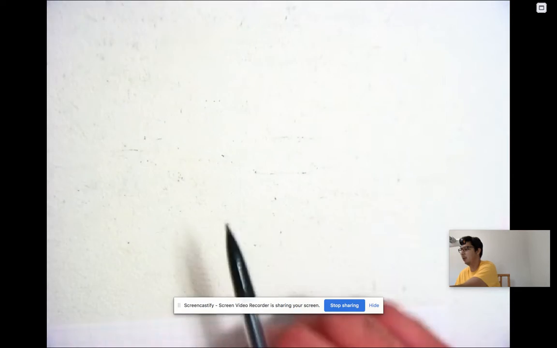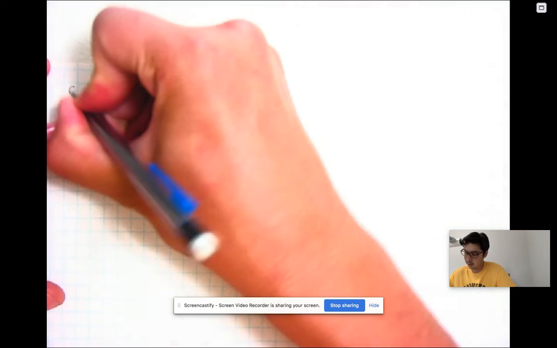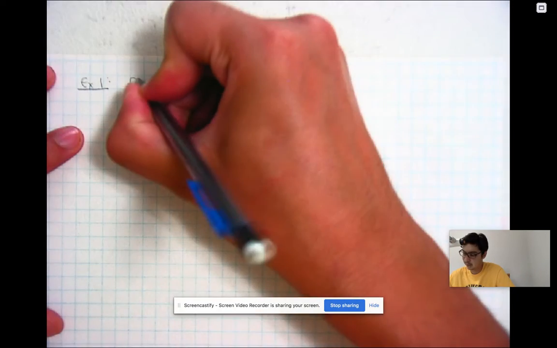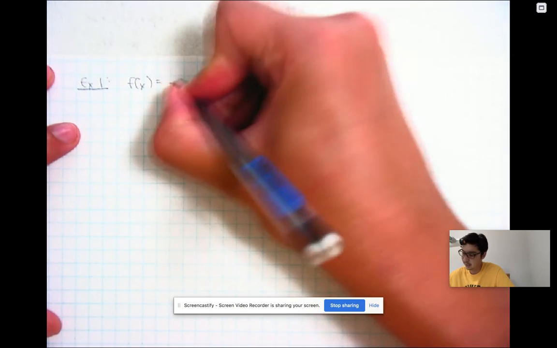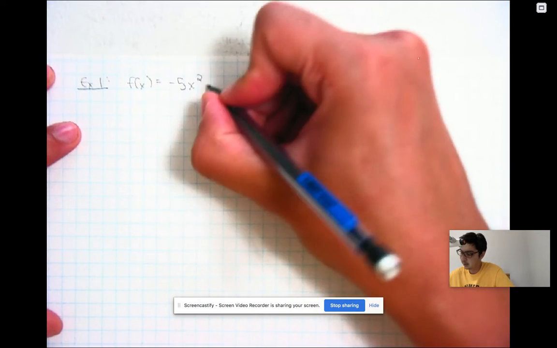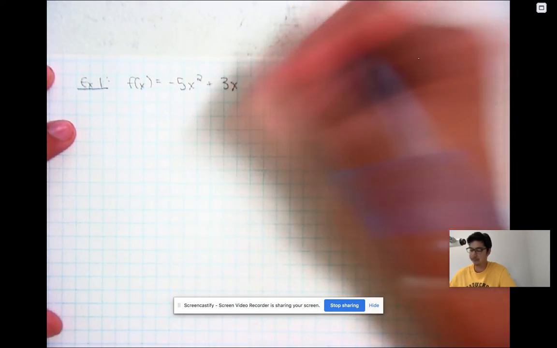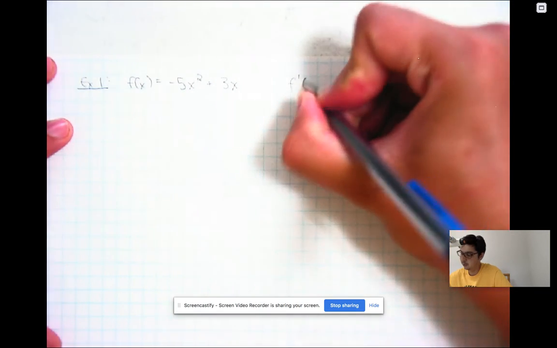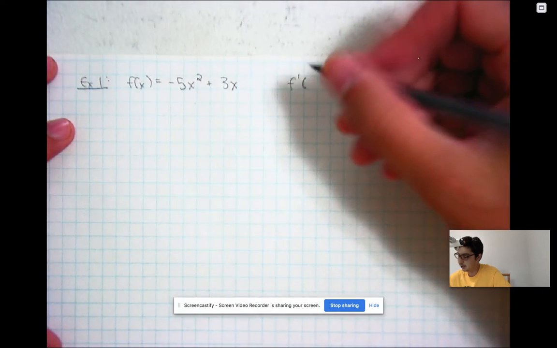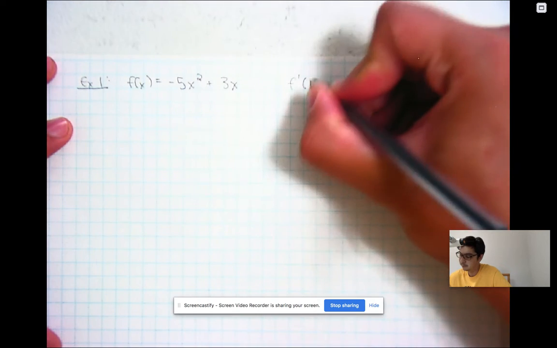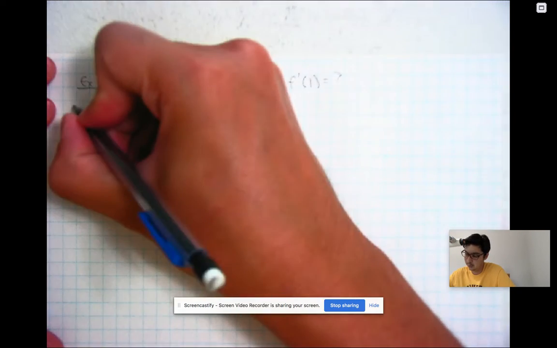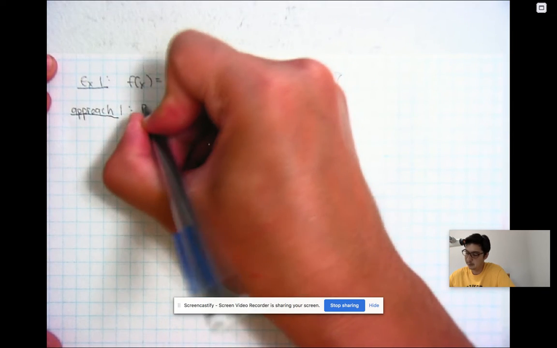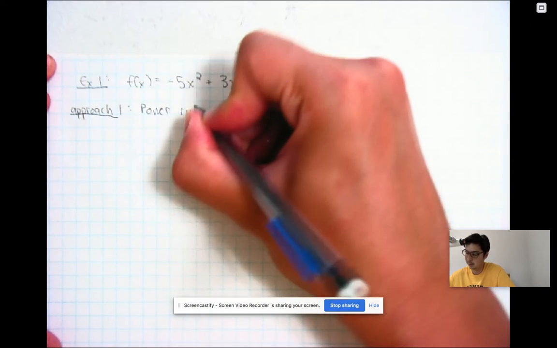I'm going to push this paper away. So example number 1. Let's say we have a function f of x, which is equal to negative 5x squared plus 3x. And I want to find the slope, the instantaneous rate of change, at, say, 1. Now, there are 2 methods you can take. So approach 1, which is the power rule, because this is a polynomial here.